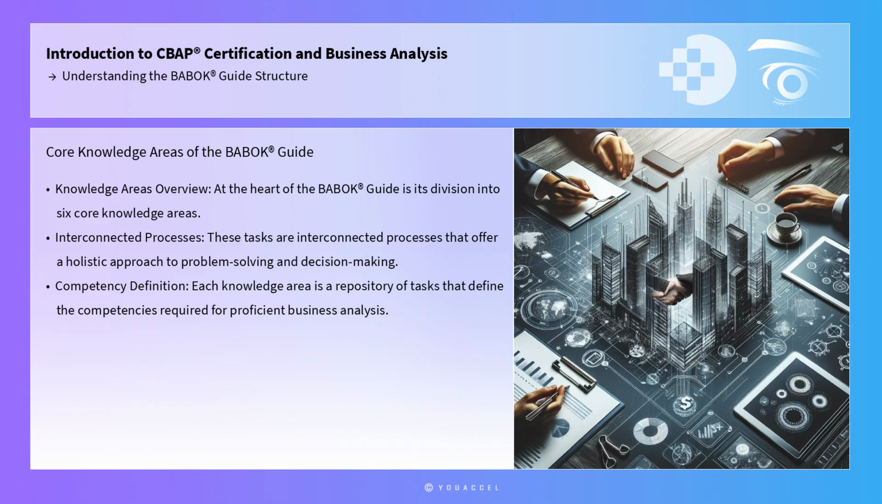At the heart of the BABOK Guide is its division into 6 core knowledge areas: business analysis, planning and monitoring, elicitation and collaboration, requirements lifecycle management, strategy analysis, requirements analysis and design definition, and solution evaluation. Each knowledge area is a repository of tasks that define the competencies required for proficient business analysis. These tasks are not isolated. They are interconnected processes that offer a holistic approach to problem-solving and decision-making.